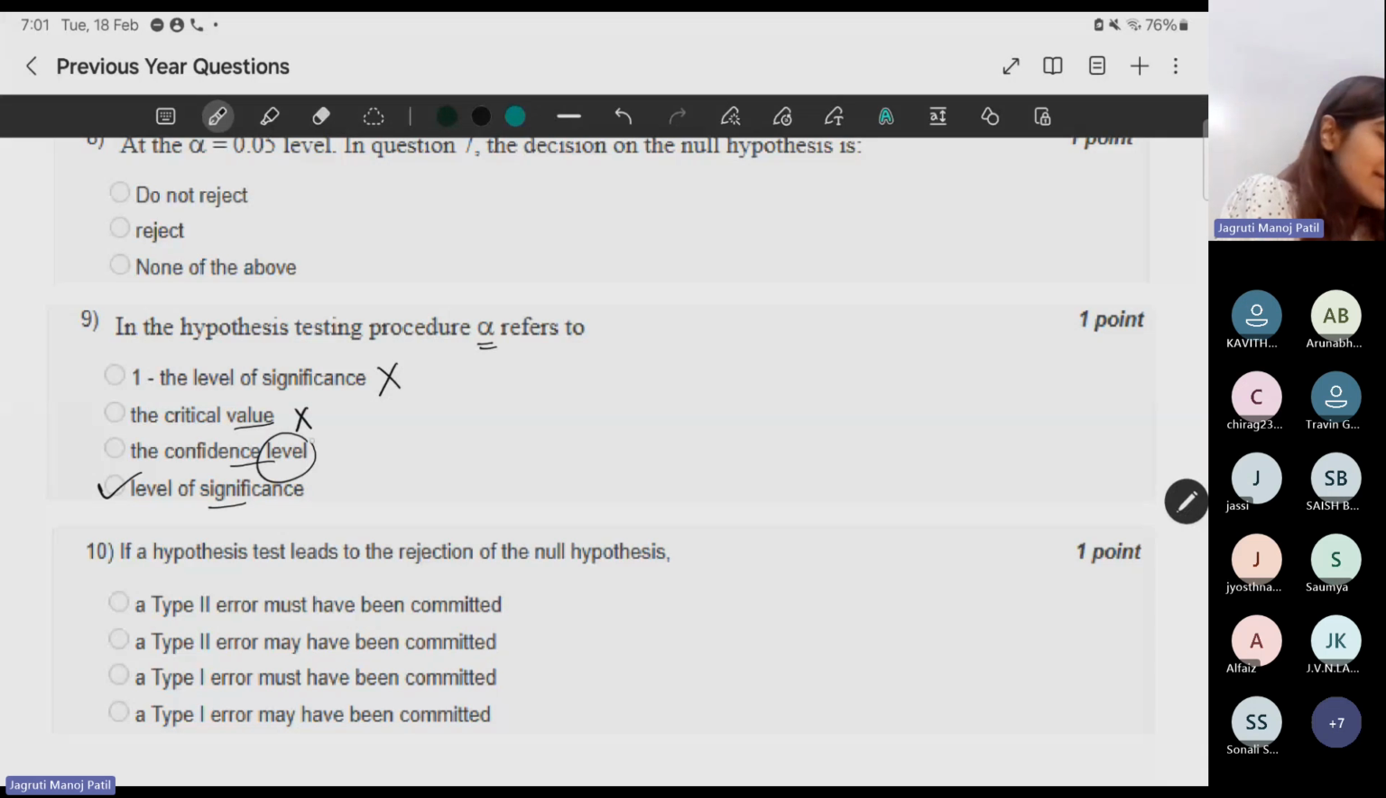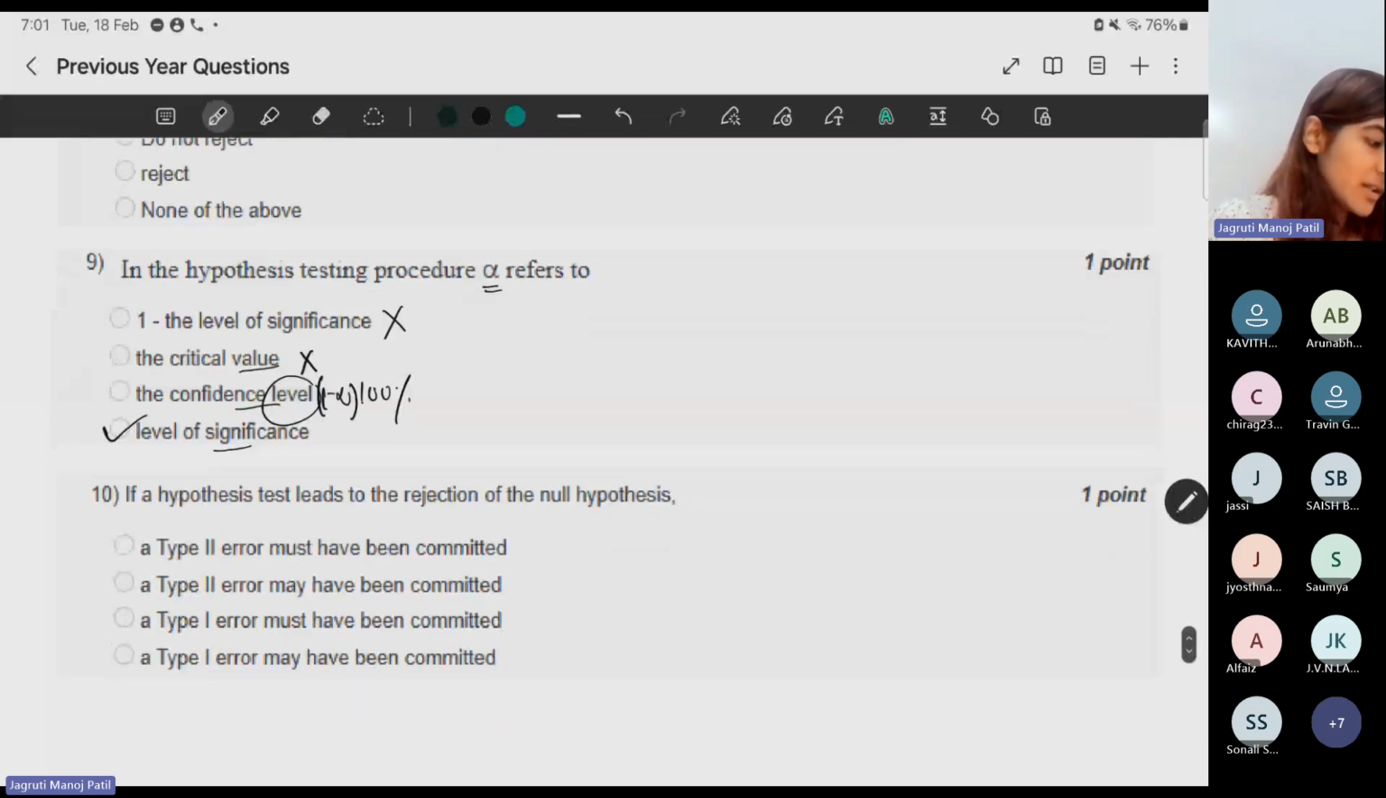Remember that confidence level is the level that we computed for an interval when it's in between some two values. So that level is nothing but 100% of this 1 minus alpha parameter. Okay, so that is your level, whereas this is the level of significance.